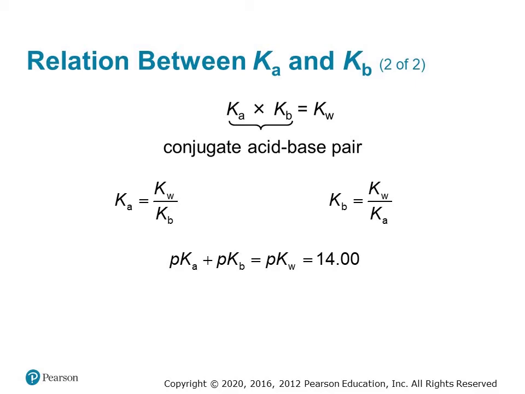A related equation, which combines this relationship with properties of logarithms, is that pKa, the negative log of Ka, plus pKb, the negative log of Kb of the conjugate base, always add together to pKw, the negative log of Kw, which is just 14.00.